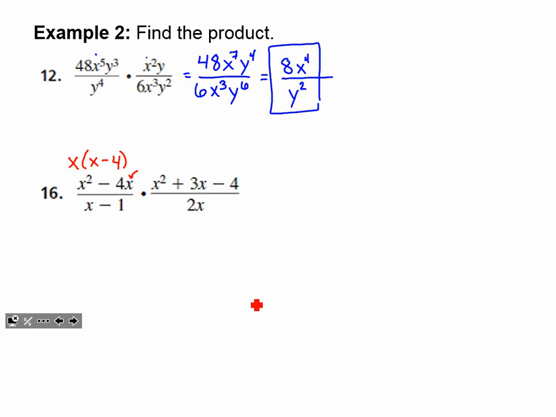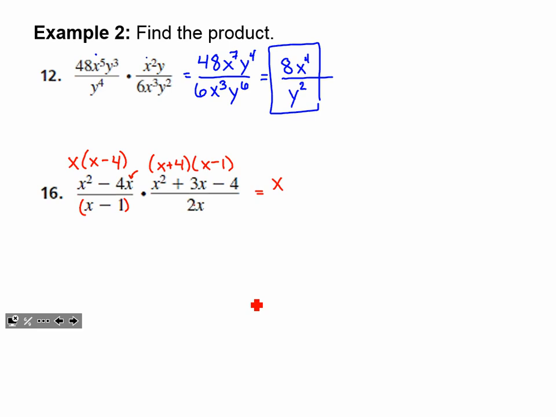Now in the denominator, x minus 1 is a linear factor. I cannot factor that any further. X squared plus 3x minus 4, well, that's x plus 4, x minus 1. Factor that using magic numbers. And then 2 times x, those are already factors. All right, so we got all of our train cars set. Let's hook them up and see what cancels out.